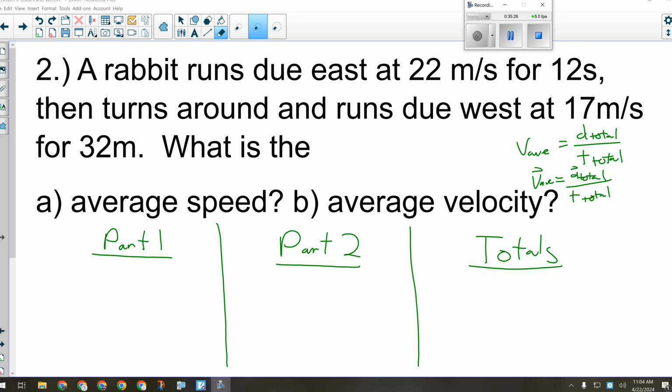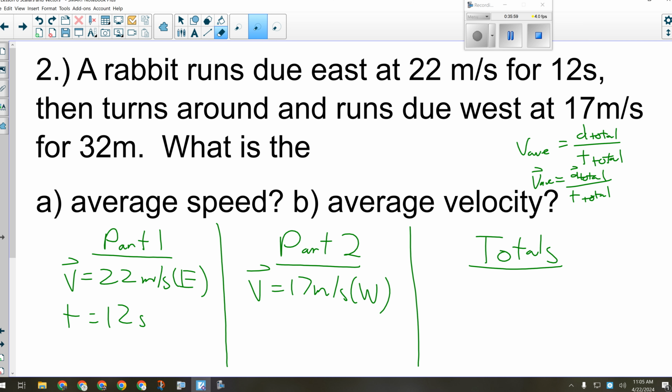What I want to do first is break this trip down into its two individual parts by writing down the givens for each part. First thing the rabbit does is run due east at 22 meters per second. So I know the velocity of the rabbit, 22 meters per second east, and I know the time is 12 seconds. In part 2, I know that they turn around and run due west at 17 meters per second.